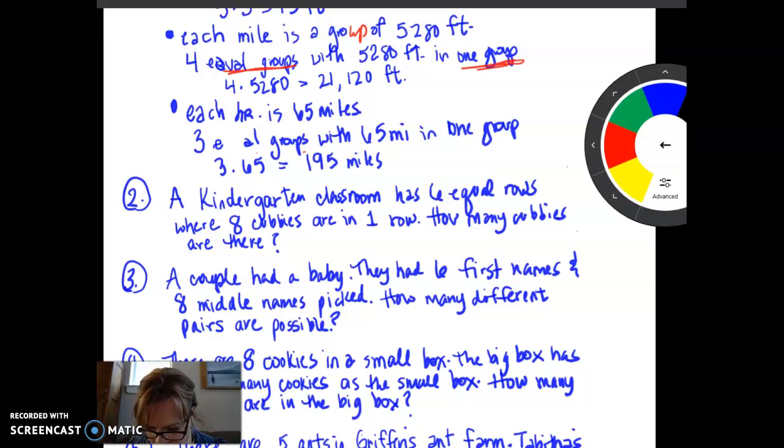All right, in the third one, Will is driving 65 miles per hour. If he continues driving at that speed, how far will he drive in 3 hours? So in this one, each hour is the same as 65 miles, and so we're looking at having 3, that should say, equal groups with 65 miles in one group. So there's our 3 equal groups, 65 miles in one group. So by definition of multiplication, we're going to do 3 times 65 to get 195 miles.